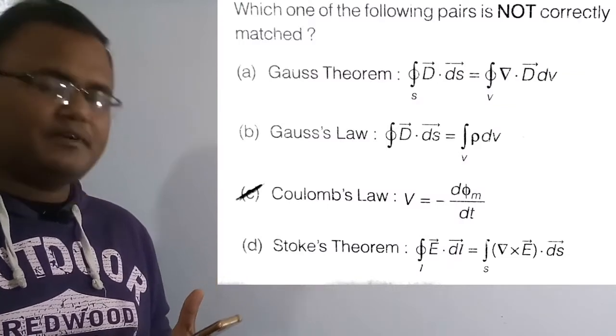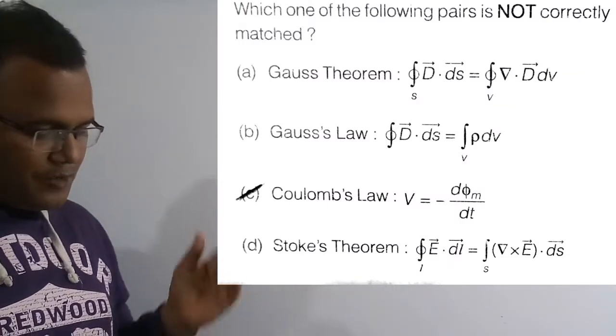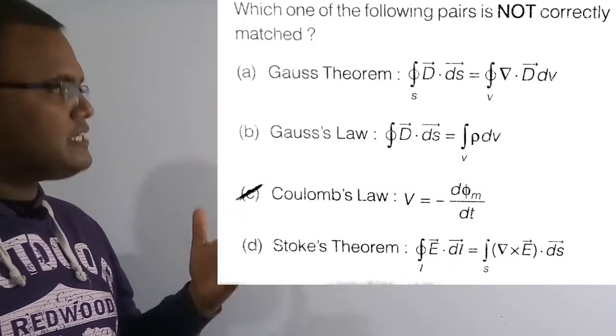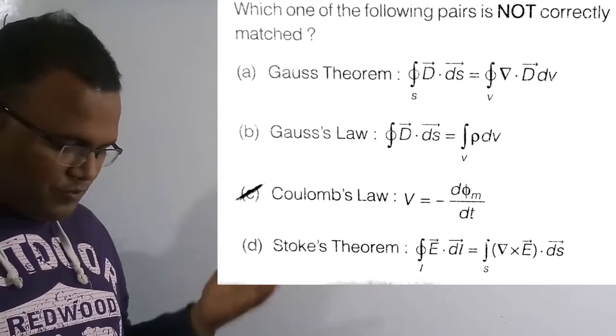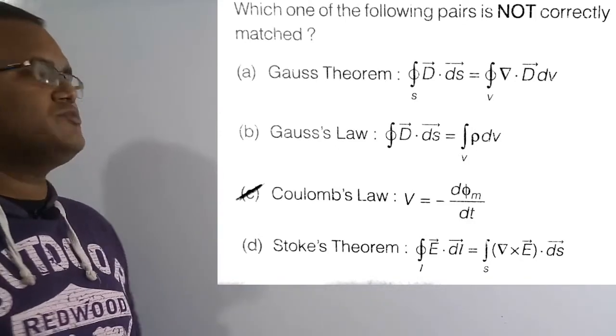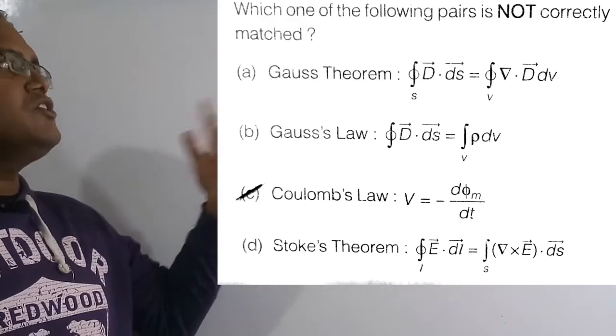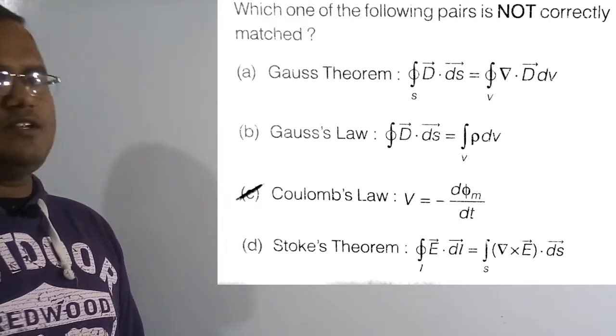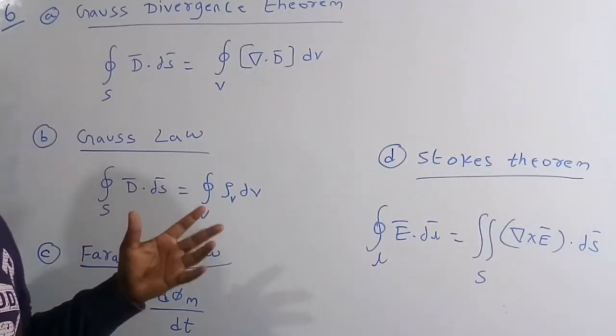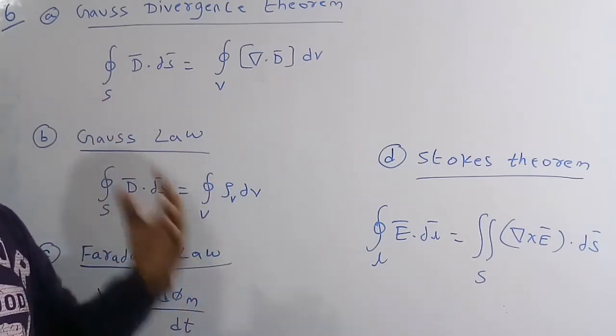See the question here. Which one of the following pairs is not correctly matched? Here they are given 4 options. Out of these 4 options, which statement is wrong? Option C is the correct answer to this question, the one which is not correctly matched. Now we'll discuss the solution of all of these. We will discuss each and every option in a very detailed manner.